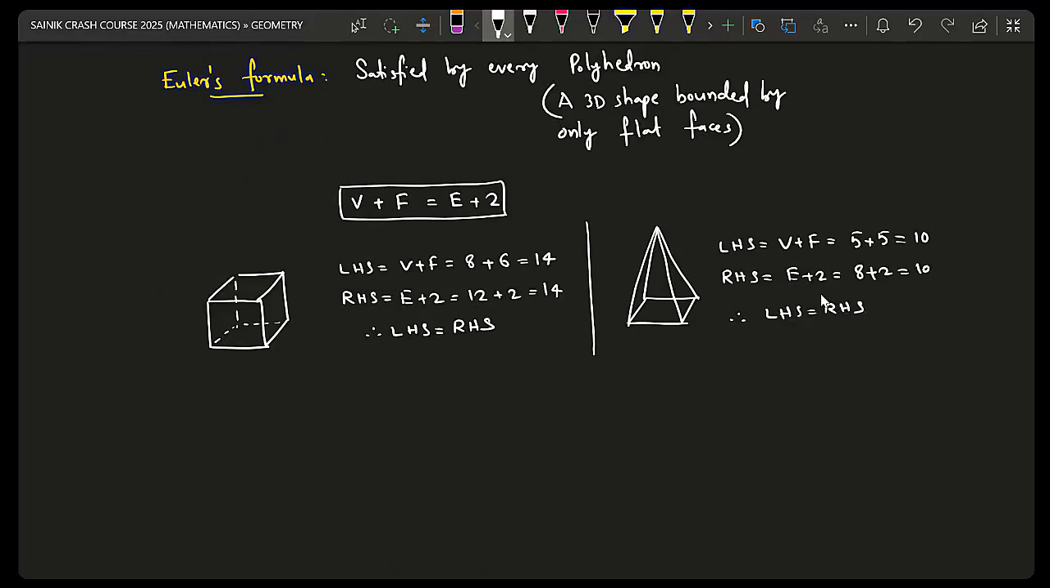So not only the cube and the square pyramid, you take any 3D shape, with any number of faces, but all the faces must be flat faces. Whenever a 3D shape is created using only flat faces, it will definitely satisfy Euler's formula. What is that formula? V plus F is equal to E plus 2. V means number of vertices, F means number of faces, E means number of edges. Any doubts, you can raise a hand.